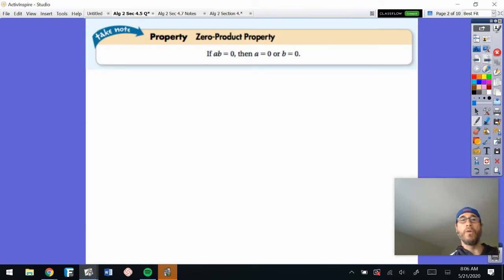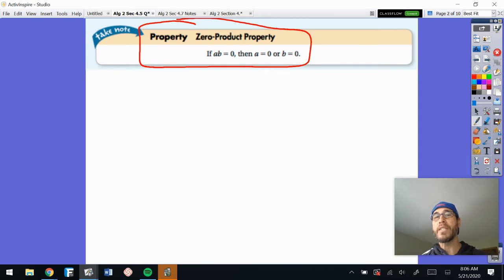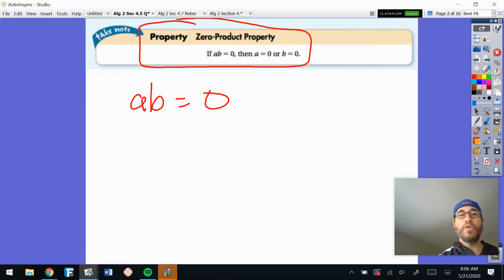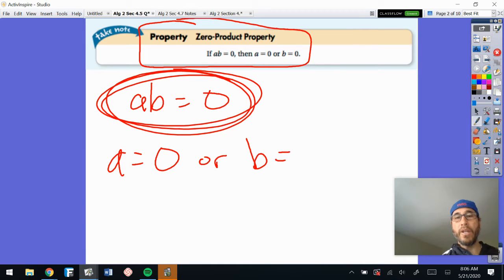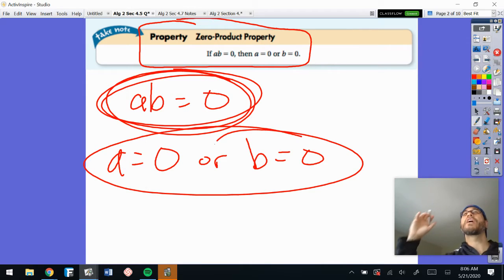All right, here we go. So in order to solve these guys, we need to know this extremely important property, which is the zero product property. Some books call it the zero factor property. And what it means is this: if I have two factors and I'm multiplying them to be zero, what would that mean? The only way that could be true is if A was zero or B was zero. One of those two would 100% have to be accurate.